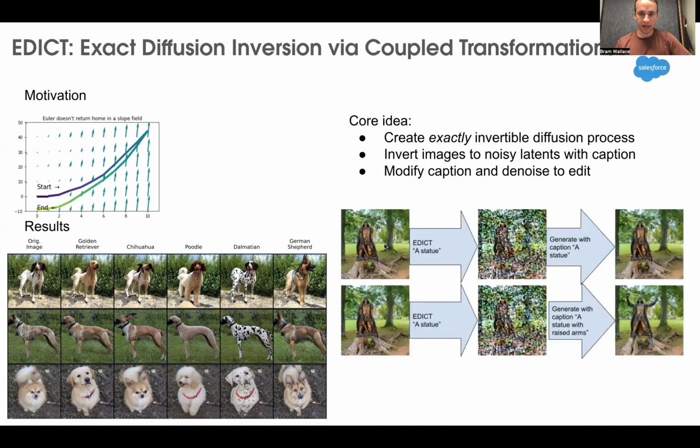You take a photo of a statue, you noise it, and in our method, we can get that back perfectly if we ask for a statue. So EDICT is invertible, so you're always going to get that statue back if you use the same caption. That also means that if we generate with a different caption, a statue with raised arms, we find that a lot of the other details are preserved along the way.